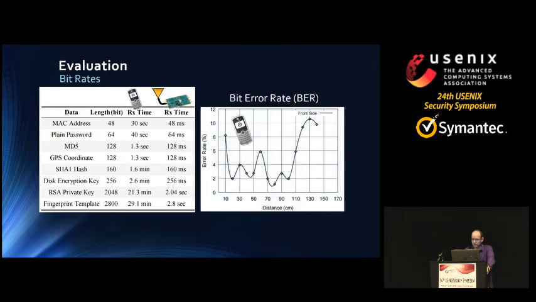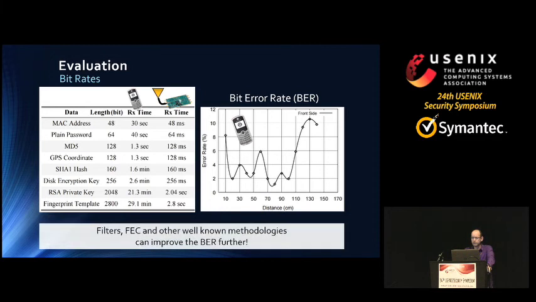And as for the bit error rate, specifically looking at the old Motorola, we get about a 6% error rate, which is correctable if you use forward error correction and other methods.